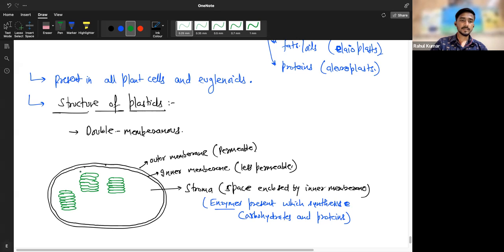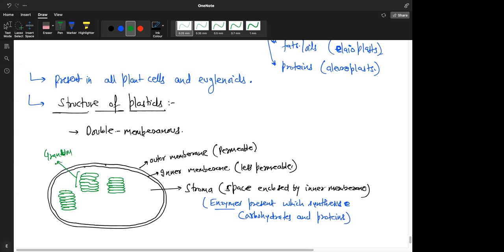These structures are called grana. A single one is called granum, and the complete stack is called grana. Multiple stacks are all grana. If you take 2, 3 stacks, it will be called grana. Is it clear? So you understand what is grana?